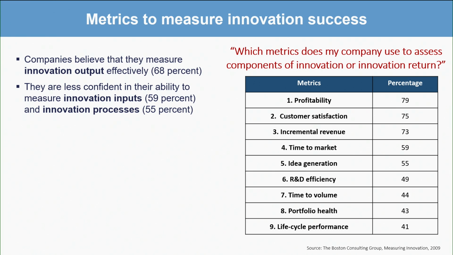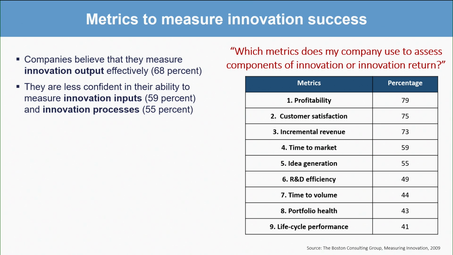In these Boston Consulting Group studies, frequently as metrics, the following 10 come up. So a lot of companies use the profitability of a new product. They measure customer satisfaction, the incremental revenue this new product provides to the overall revenue of our company. Then they talk about time to market. They have some measures about how good they are in generating ideas, perhaps just measuring how many new ideas they generated.